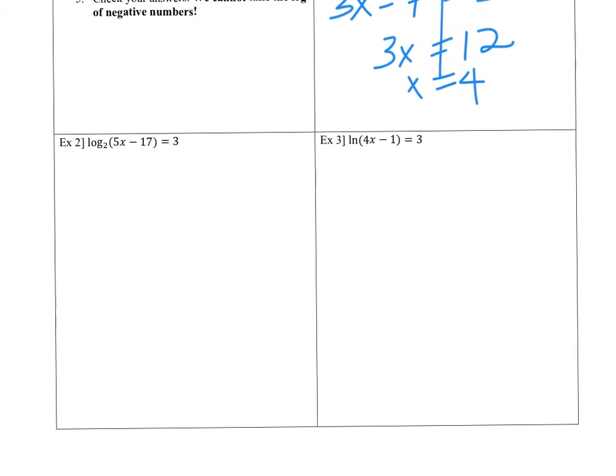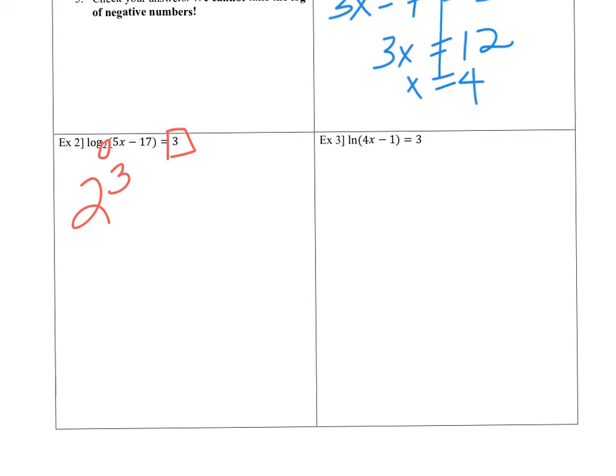Moving on. We have the log base 2 of 5x minus 17, which equals 3. This is what I was talking about. If you only have one log, we need to change it to exponential form. So notice how when I'm reading it, I say log base 2. That is my base, so 2 is going to be the big number, of 5x minus 17 equals 3. 3 is my exponent, so 2 to the third power equals 5x minus 17.